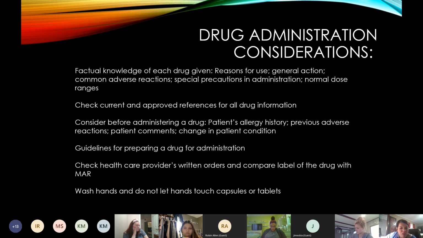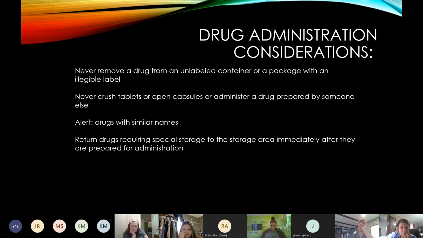So we want to use gloves when we are preparing medications. Everybody's good so far? All right. We are never going to remove a drug from an unlabeled container or a package with an illegible label.